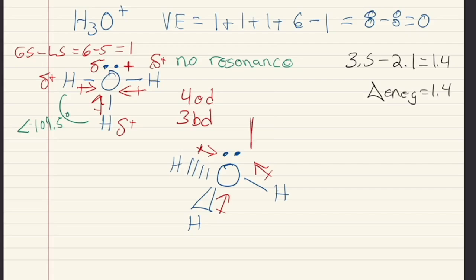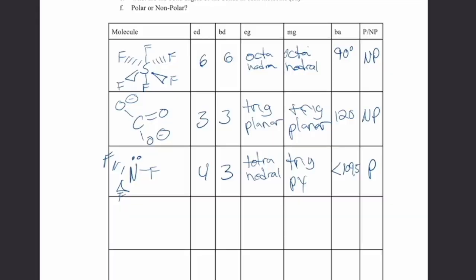which will give us a net dipole in the z-axis where oxygen resides and the lone pair resides. And so we would have a polar molecule. So hydronium ion is in fact polar. And let's not forget our formal charge here of plus. So we do have a polar molecule here, no resonance, high electronegativity difference, which creates for us that situation of polarity.